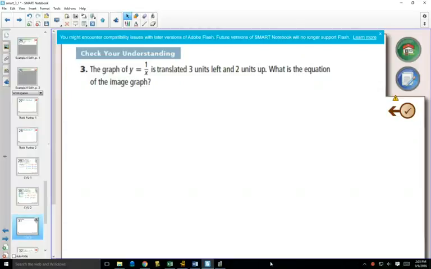So here's one of our parent graphs, y equals 1 over x. You should have an idea of what that graph looks like. That's the one with our two asymptotes. It's translated 3 units left and 2 units up. What is its new equation?